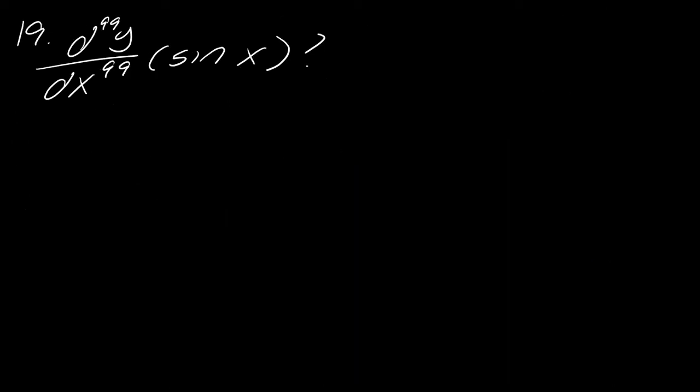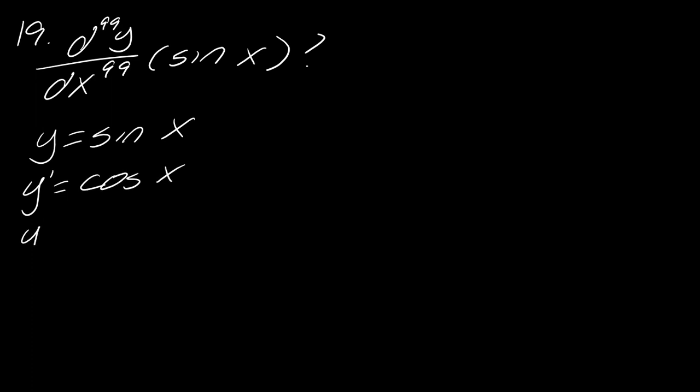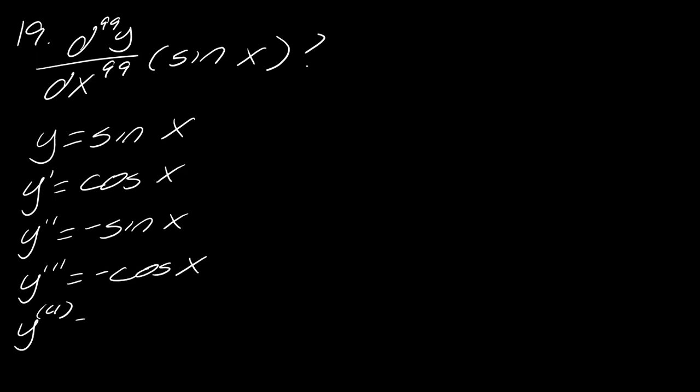Okay, so for number 19, we need to find the 99th derivative of sine of x, which might sound intimidating, but you just want to think about the derivatives of these trig functions first. Let's say I'm starting with sine of x. The first derivative is cosine of x. The second derivative is negative sine of x. The third derivative is negative cosine of x. And then the fourth derivative will get me back to sine of x.